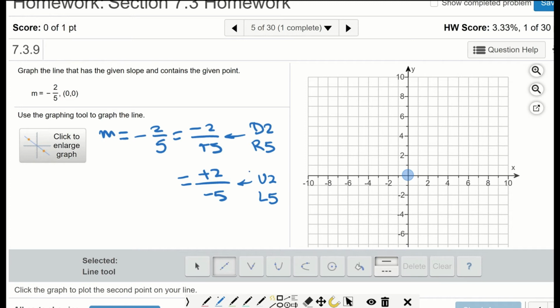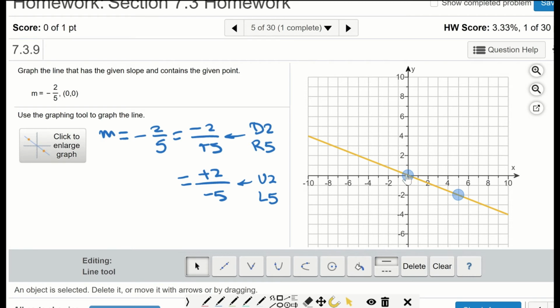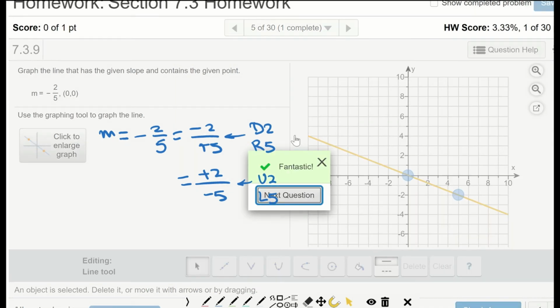Okay, so starting at 0, 0, we're going to go down 2 and then to the right 1, 2, 3, 4, 5 units right there. Okay, notice that we could have gone up 2 and then left 1, 2, 3, 4, 5 units, and we would have ended up at that point. So that would have been perfectly fine too. Okay, so that's how you handle those.